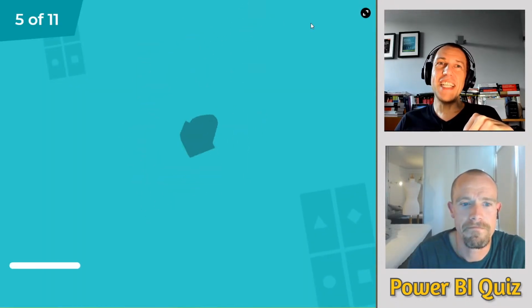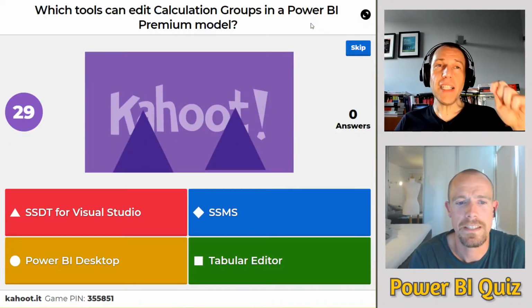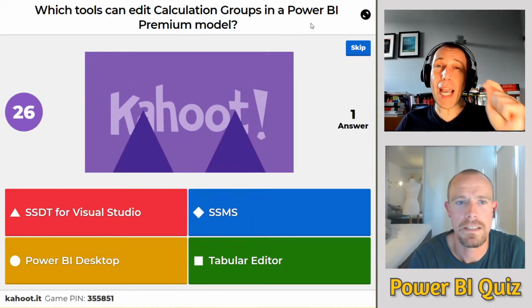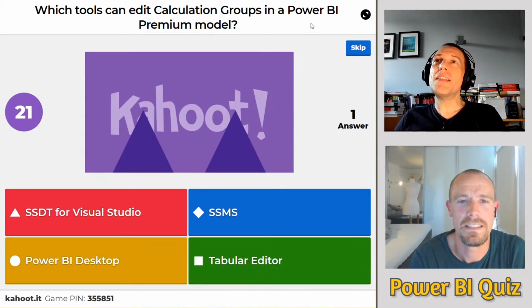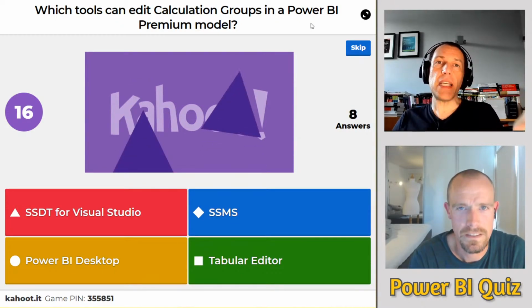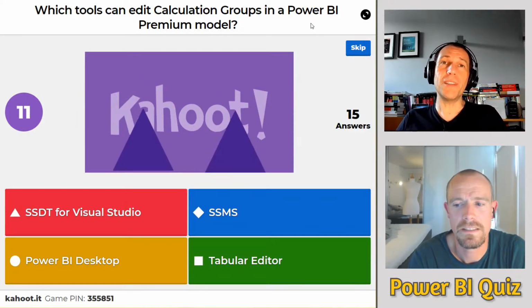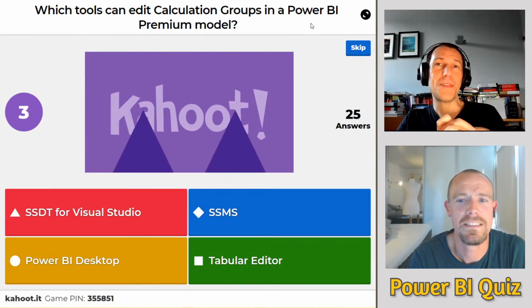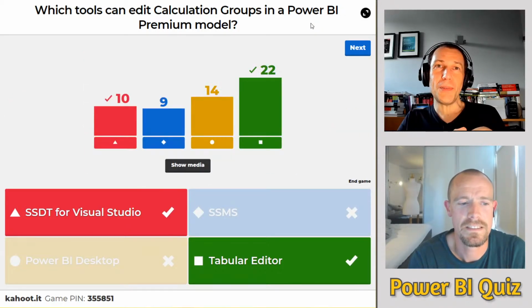Now, that's another interesting question, which is, which tools can edit calculation groups in a Power BI Premium model? Pay attention to the question. We have SQL Server Data Tools for Visual Studio. Multiple answers here are allowed. SQL Server Management Studio, SSMS, Power BI Desktop, or Tabular Editor. Let's see who is able to provide the right answer or the right answers. Who knows? Let's see, 2, 1, 0.